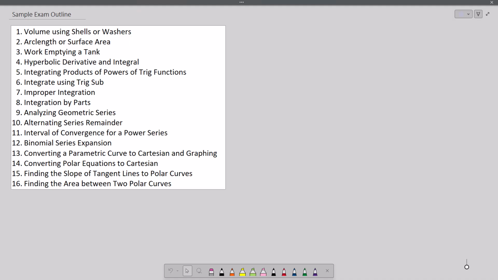Taking a parametric curve and converting it to Cartesian. So you eliminate the t and you end up with an xy equation. And then you graph the xy equation and use any restriction that came from the parametric setup. Converting polar equations to Cartesian, finding slopes of tangents, and then finding the area between 2 polar curves. So that'll be the hardest one, that for most people it's that polar area between 2 curves.